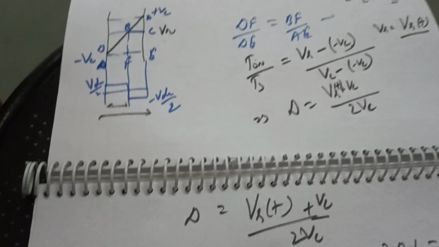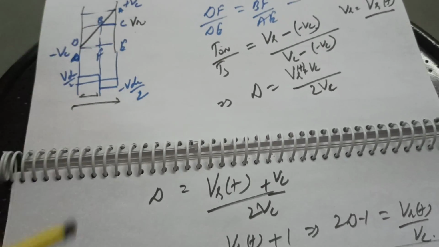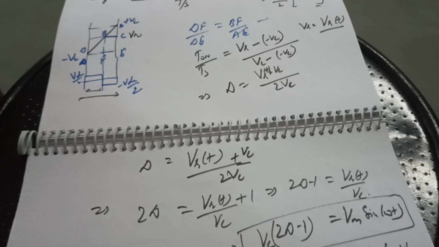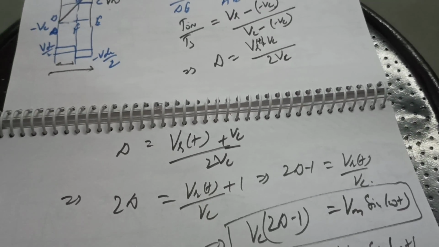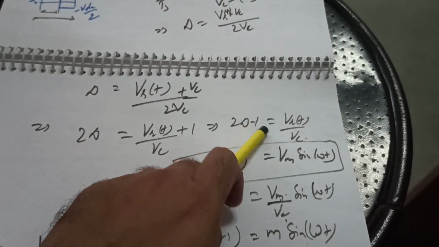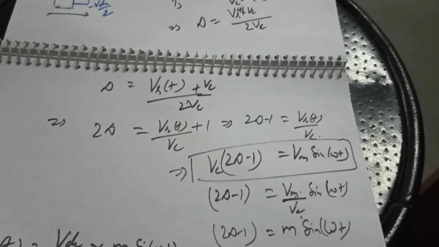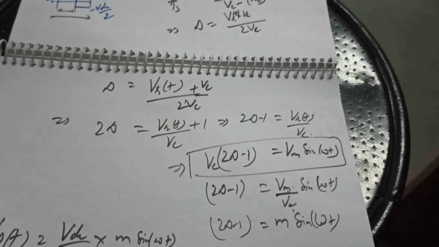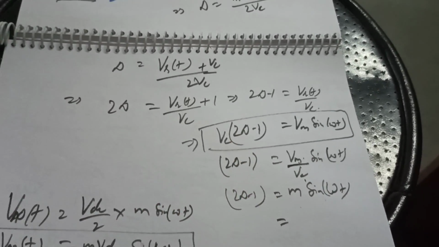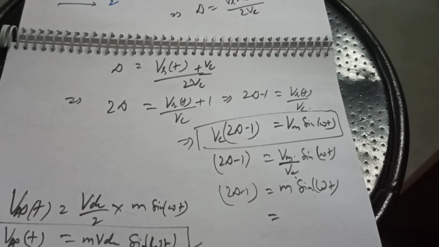Clear? So 2D minus 1 is nothing but VR(t) by VC. This is very easy. Are you getting it? You have to compare two triangles, that is, this triangle and this triangle. So by triangle comparison, it comes out that 2D minus 1 is nothing but VR by VC. And now VR is nothing but Vm sine omega t. So 2D minus 1 automatically becomes m sine omega t. Okay, I will continue with this lecture in the next class. Thank you.